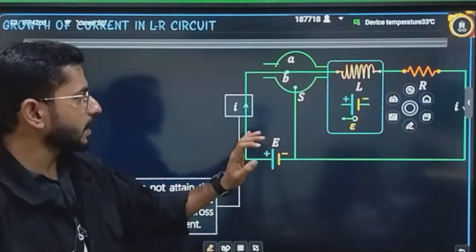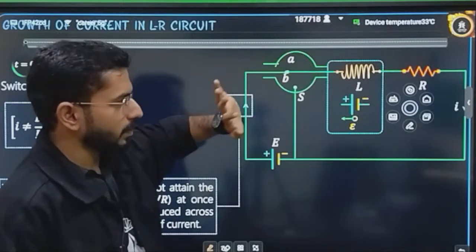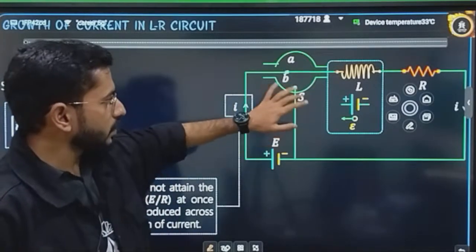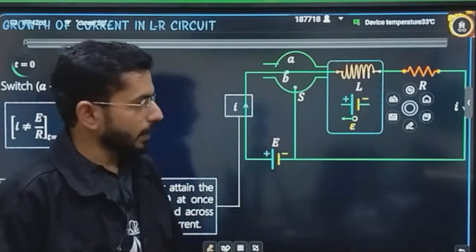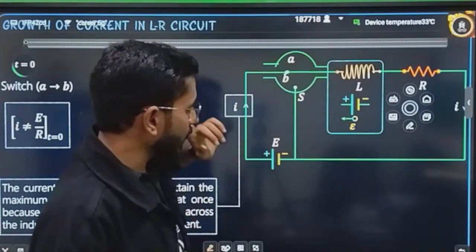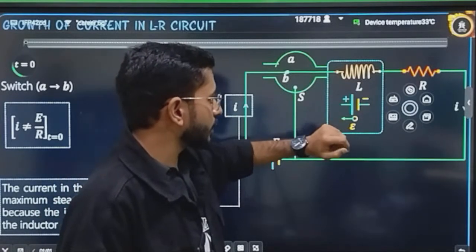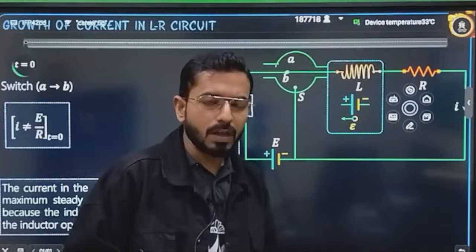See, what is this circuit? Firstly, let's try to understand. There is an option here to connect the key either with S or with B. Okay, so there is no connection. That means this is the complete circuit that is present for you. Here is a resistance, here an EMF is there, here an inductor is placed. And there is some current I that is already shown for you, that it is flowing.